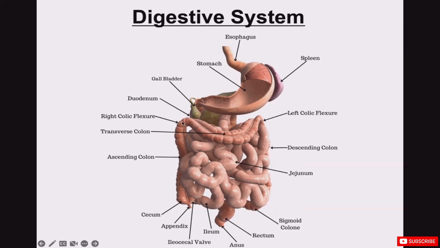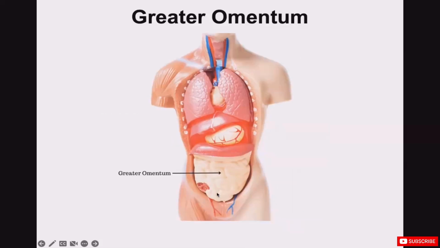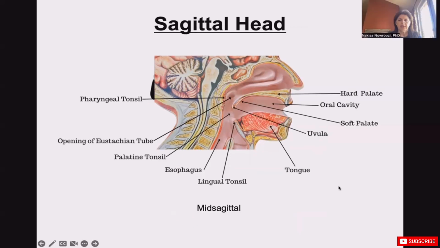You have two flexures, two bends. One is called the right colic flexure, and one is called the left colic flexure. Here again, just to show you the greater omentum, which is a covering that covers these internal structures in the abdominal area. Okay, here we have the sagittal head that we saw, but this is a mid-sagittal section.